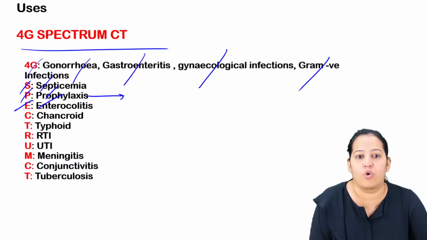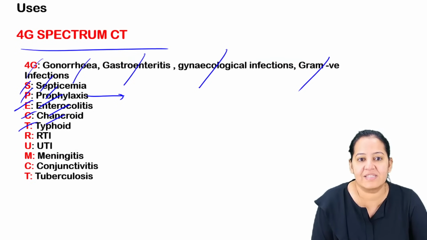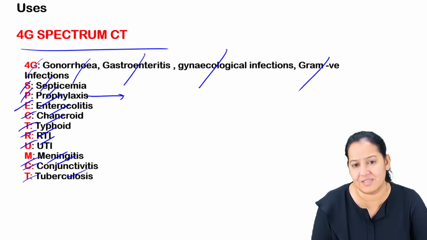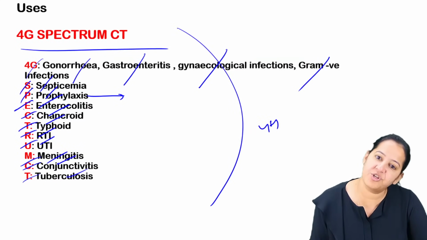E is enterocolitis. C is chancroid, T is typhoid, R is RTI, respiratory tract infection, U is UTI, urinary tract infection, M is meningitis, conjunctivitis, and tuberculosis. Basically, these are broad spectrum now. 4th generation includes everything.